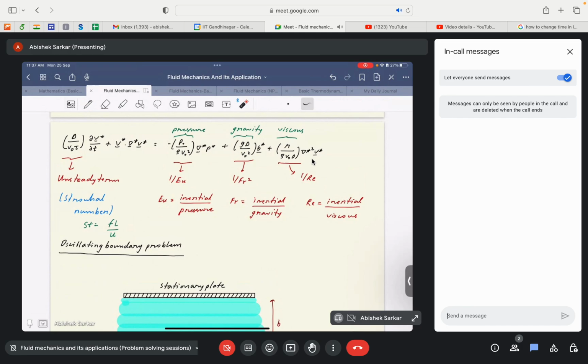But again, you may ask whether these are the only non-dimensional numbers that will come into the picture whenever we non-dimensionalize the Navier-Stokes equation.